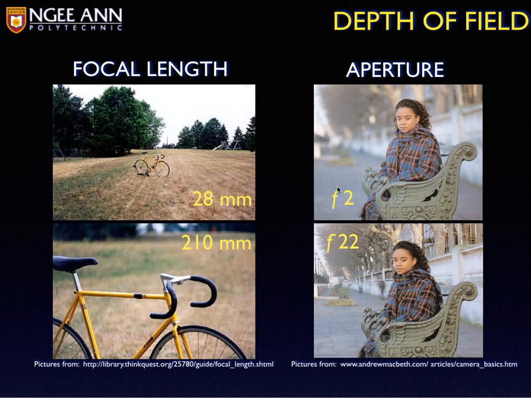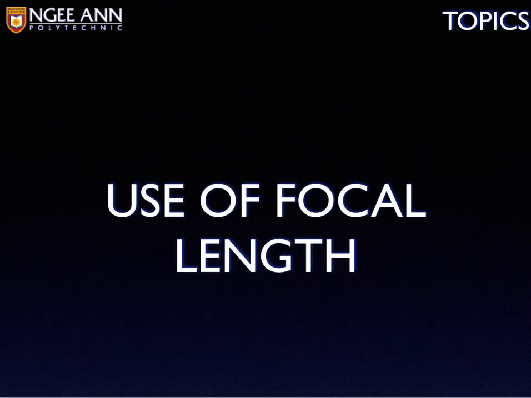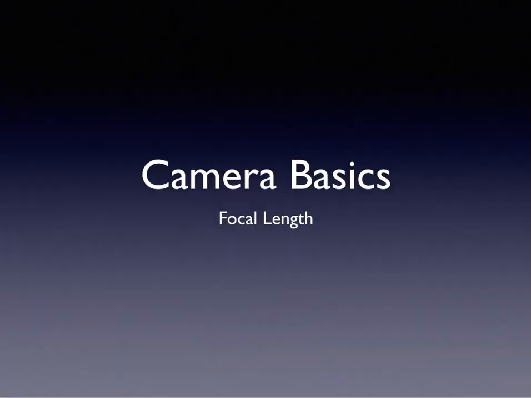Similarly for this example, if I have an f2 opening, I can make her sharp and everything else out of focus. The moment I shift to f22, everything is sharp, including her and the background. So I cannot separate her from the sharpness of the background. So how does this actually bother you when you're trying to shoot something? It's something to do with not only the aperture but also focal length. So let's look at what focal length is all about.